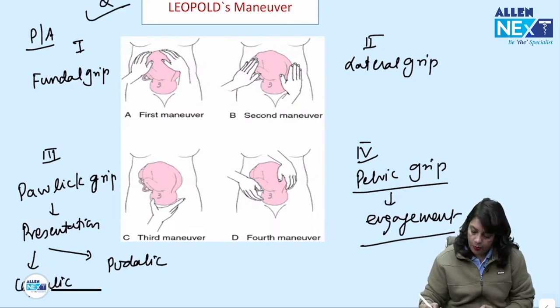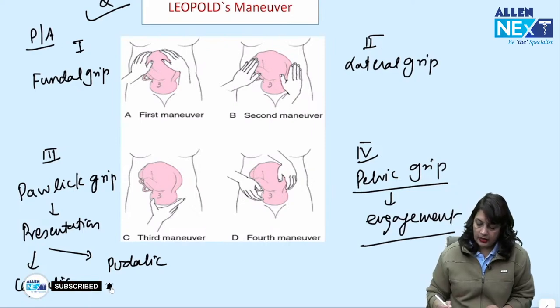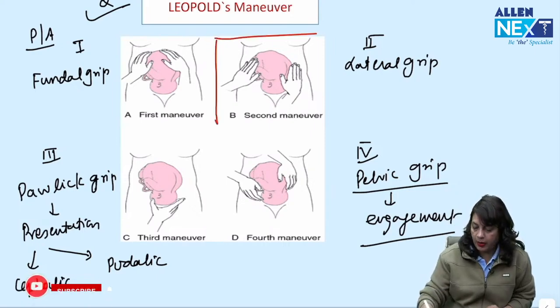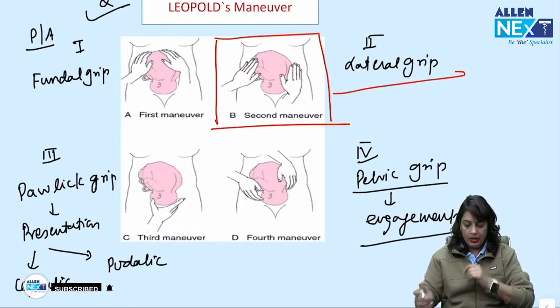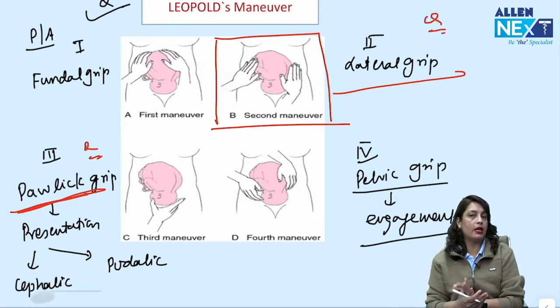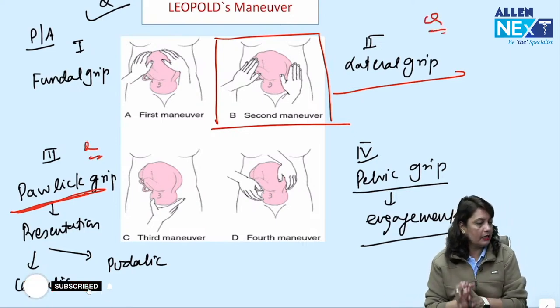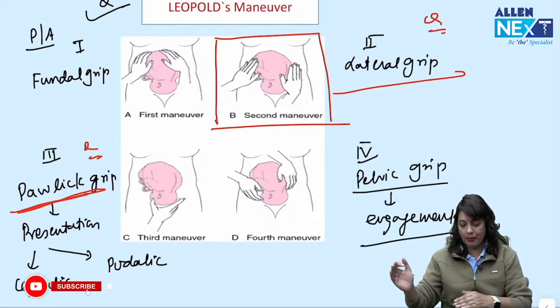Answer is Leopold's maneuver to describe the lie and presentation, and they can give you a second grip and they can ask you what is this grip? Answer will be lateral grip. They can ask you the third grip, that will be the pawlik grip. So this maneuver is the Leopold's maneuver, and there are four grips: fundal grip, lateral grip, pawlik grip and pelvic grip.